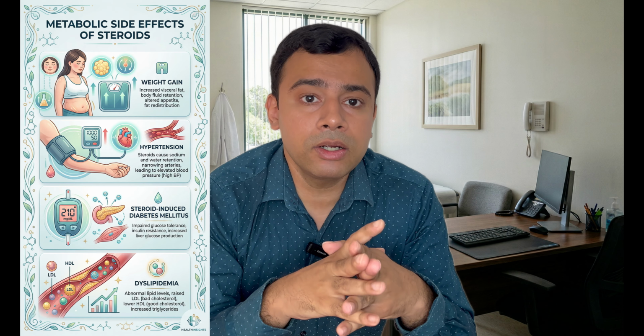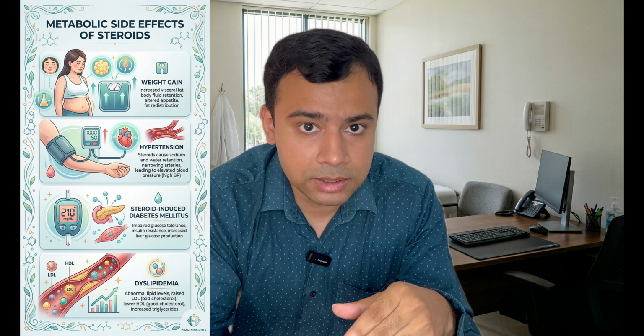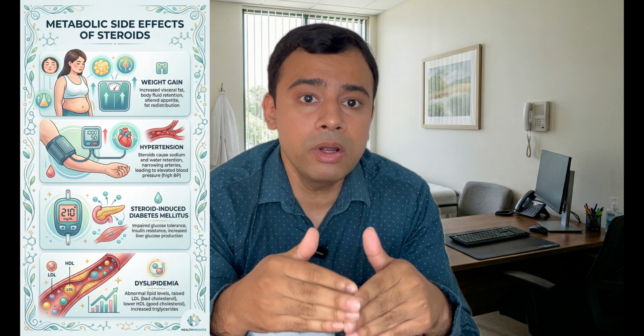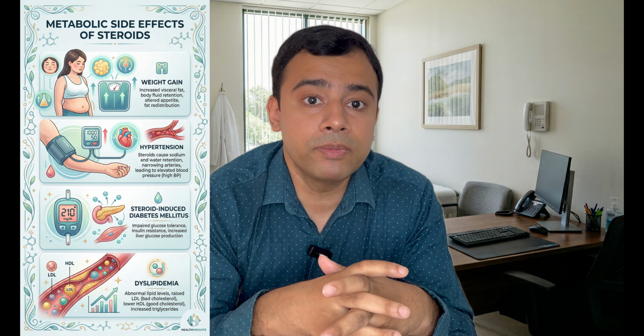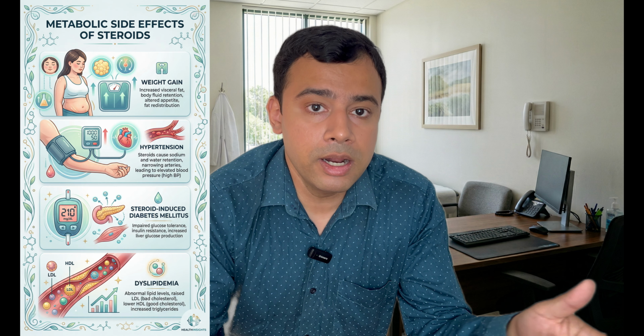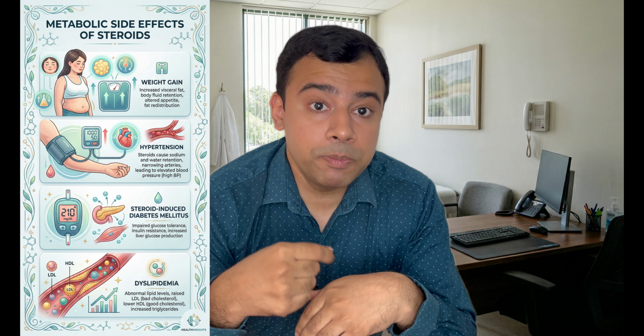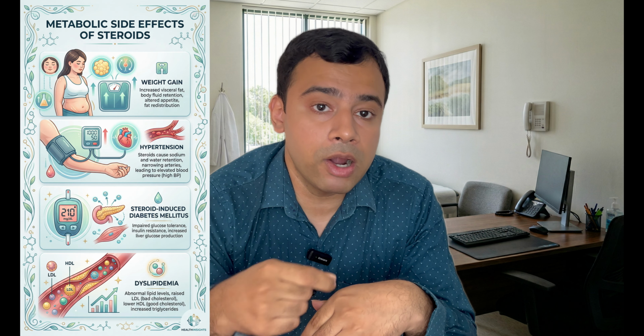Then we have something called steroid induced hyperglycemia or steroid induced diabetes, because steroids are known to increase gluconeogenesis from the liver, and they can also cause insulin resistance at the periphery. So this will cause an increase in the blood glucose level. Especially if a patient is diabetic, we have to be very careful before using steroids. We have to monitor the blood glucose very strictly.